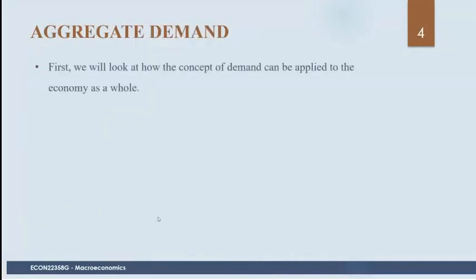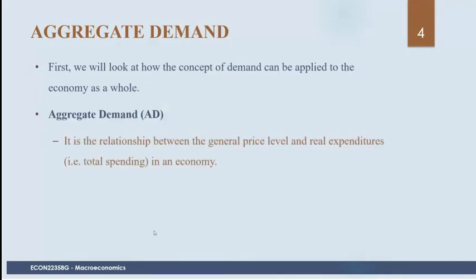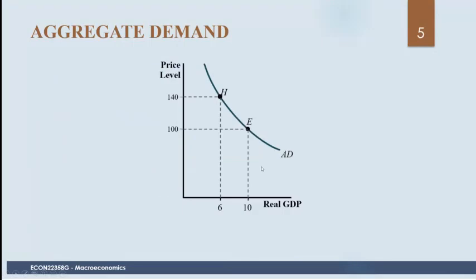Okay, so let's look at each of these in turn. The aggregate demand curve is like a demand curve in an individual market, but it's an aggregate demand curve. At a certain price level in the economy, what is the total real value of GDP? It's the relationship between price level and real expenditures, or total spending in the economy. We're measuring it as real GDP, so that's how much would be spent. It's shown as a schedule or a curve, just like a demand function.